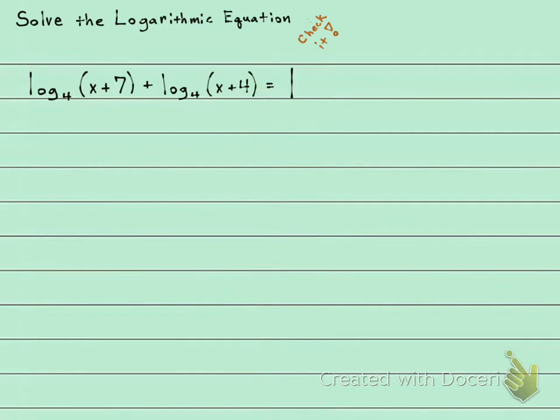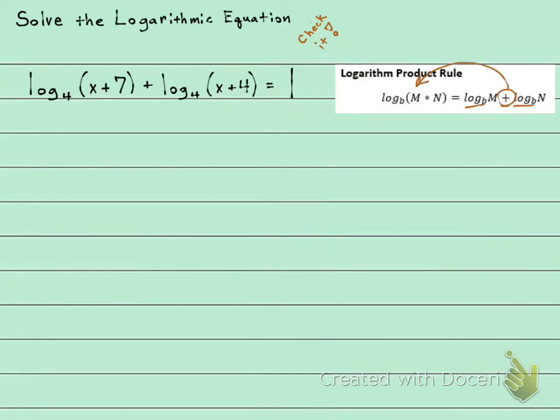I have a property that helps me with that. Let me pull it up here. This is called the logarithmic product rule. It says that if your logs have the same base, and you're adding them together, then you can make it one log to the same base, and this m and the n will be multiplied. So that's what we're going to do here.